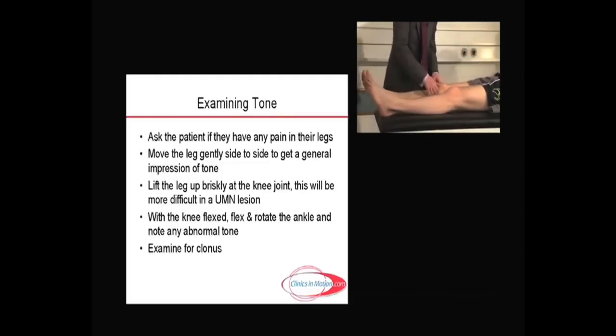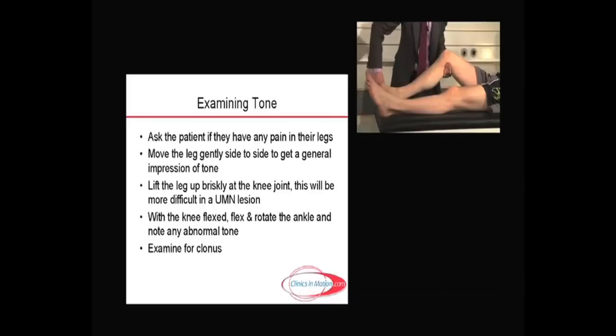In a person who's got upper motor neuron signs of this leg, you might find it'll be a slower bend like that. I often pick up the leg and then take the ankle and give it a little bit of a turn as well to see if there's any resistance or increased tone there.